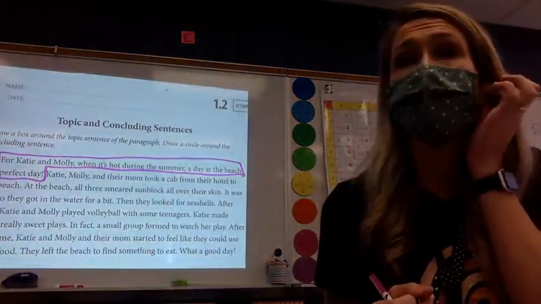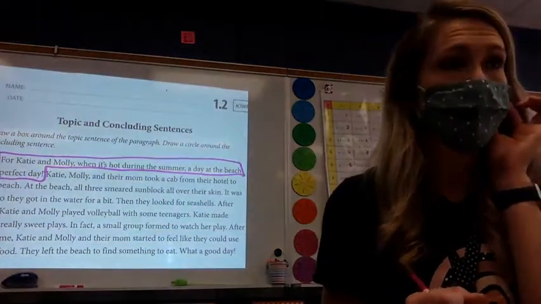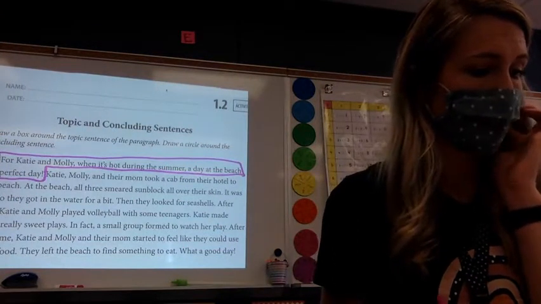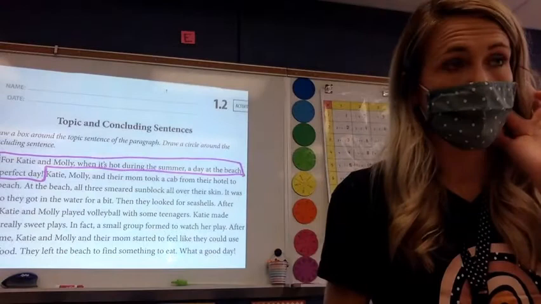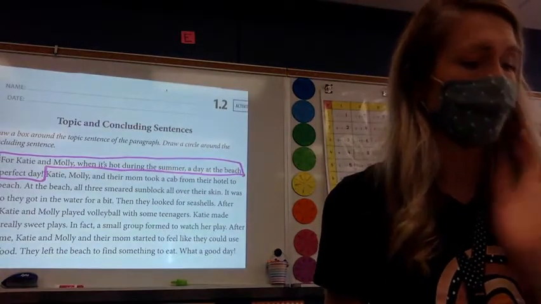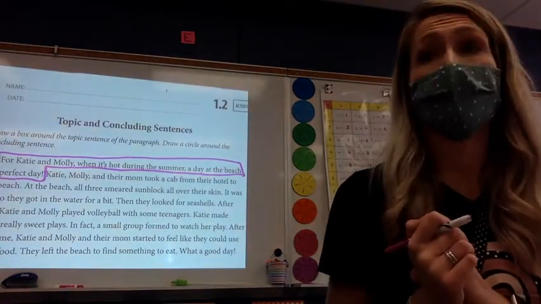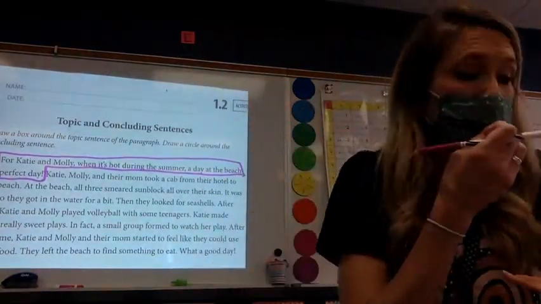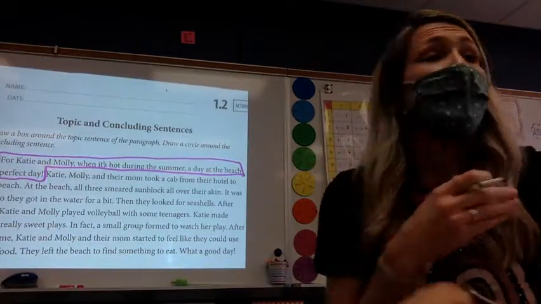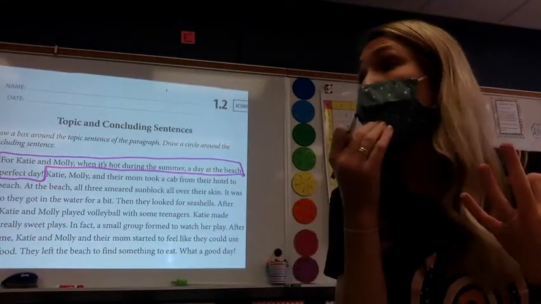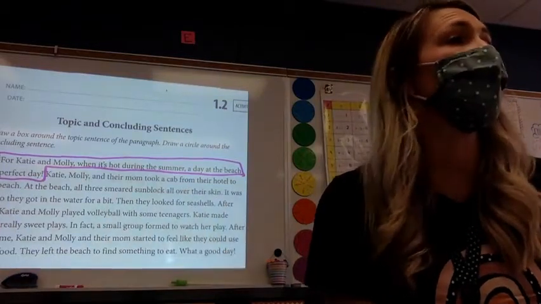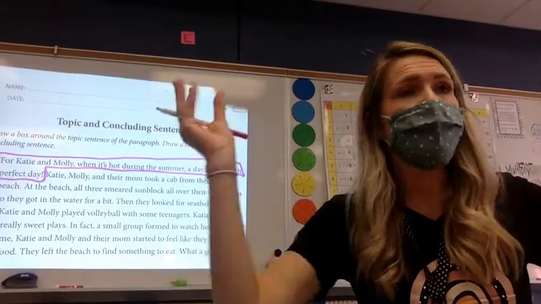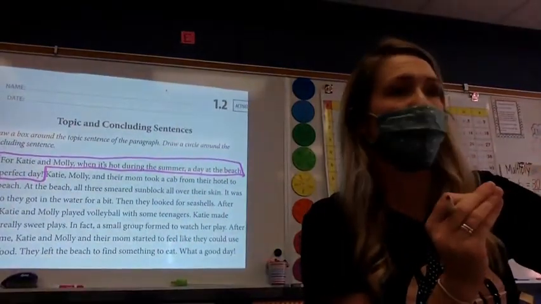What is our concluding sentence? Cooper. Katie and Molly and their mom started to feel like they could use some food. They left the beach to find something to eat. What a good day. Okay. Do you guys agree with that? No. I would zoom it down. So that's not the last sentence. That's the last three. And conclusions can be more than one sentence. But we know that our topic sentence is about, hey, this is a day at the beach. It's a perfect day for them. So we can zoom even more to our concluding sentence.